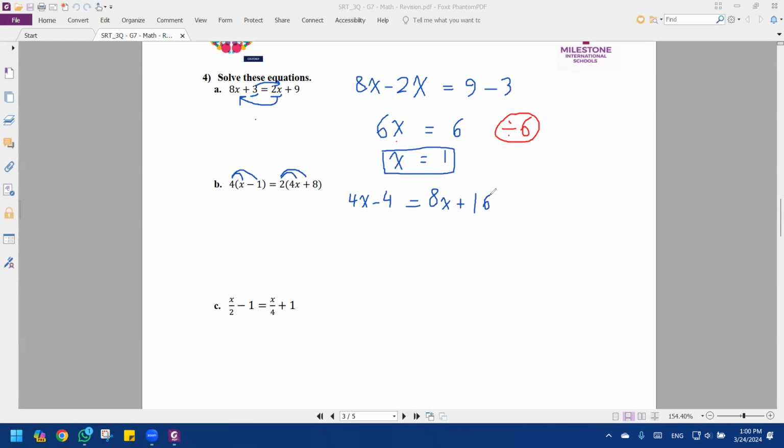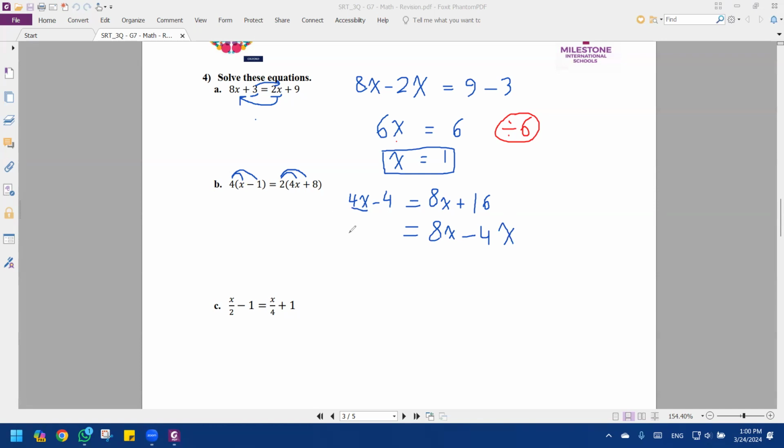Now it becomes similar to part A. We put numbers on one side, variables on the other side. So this time 4x is smaller. Let me take it to the other side. So on the right side, I will have 8x. Then 4x will come here. We'll change the sign. It will be minus 4x.